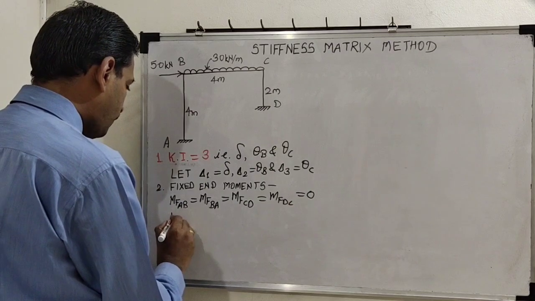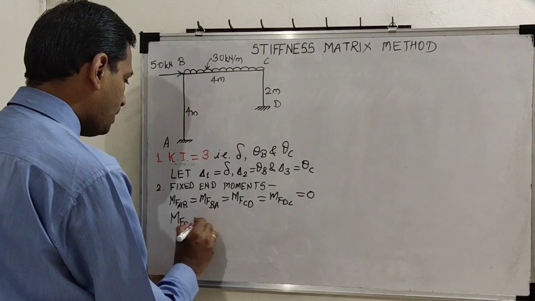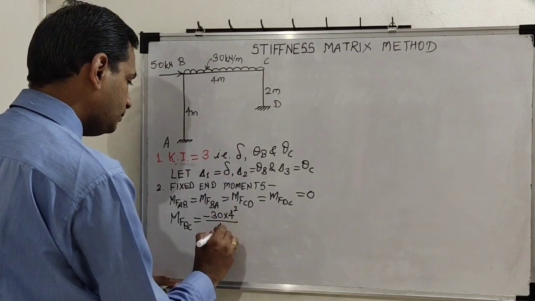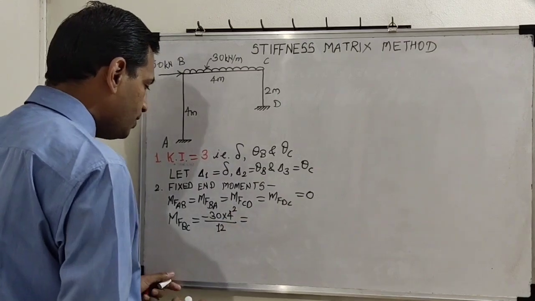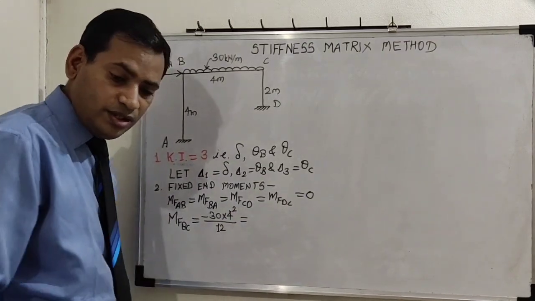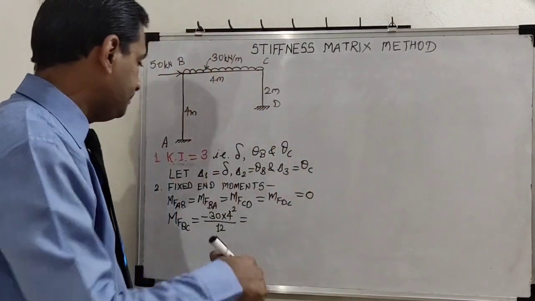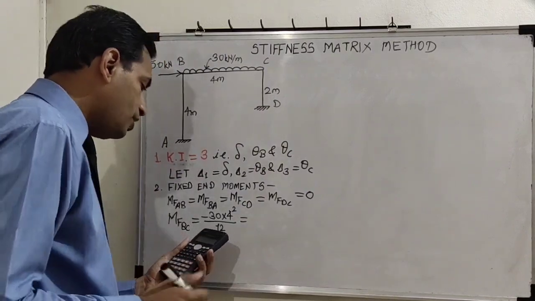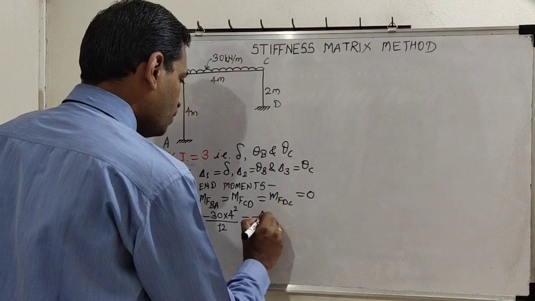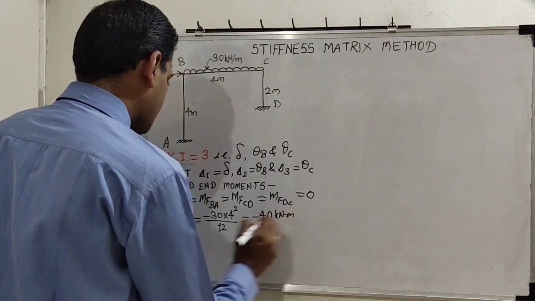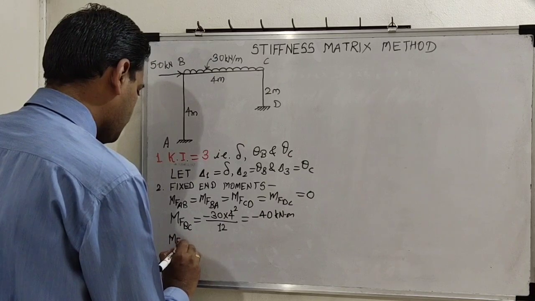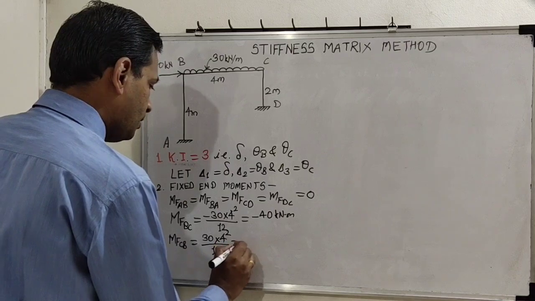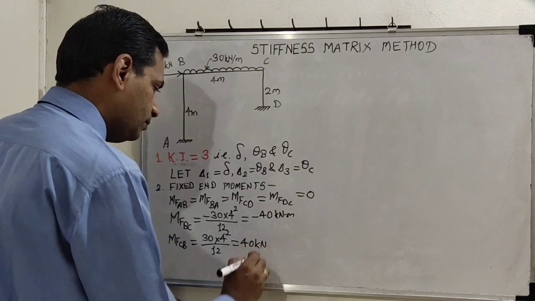There will be only 2 values of fixed end moments. One is MFBC, which is minus WL square by 12, so minus 30 into 4 square upon 12. So how much is the value? Let us see. 30 into 4 square upon 12, so it is minus 40 kilonewton meter. And MFCB is plus 30 into 4 square by 12, so it is plus 40 kilonewton meter.